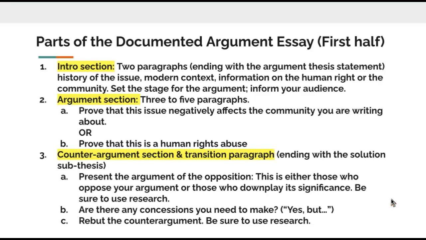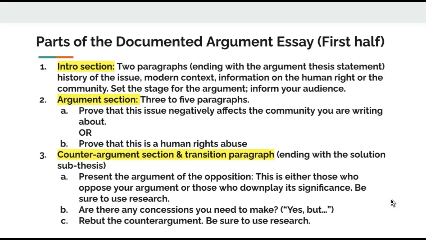Then you're going to move into the argument section. This is at least 3 paragraphs in length. It could be as many as 5. Here you're going to either prove that this issue negatively affects the community you're writing about, or prove that it is a human rights abuse. So this is the basic argument section that you probably know that you're looking for.